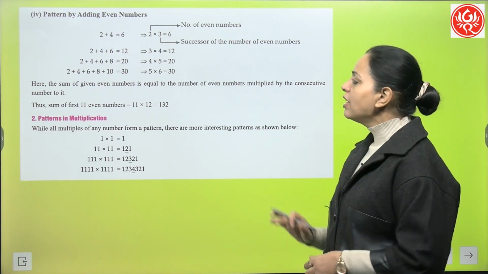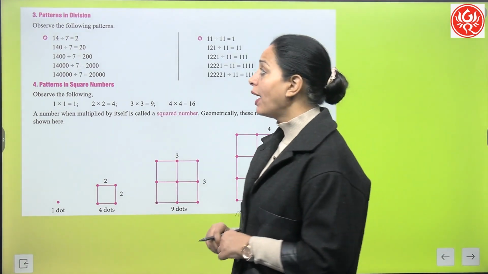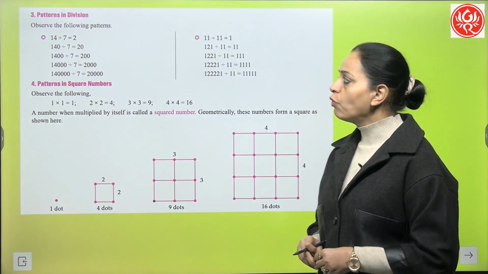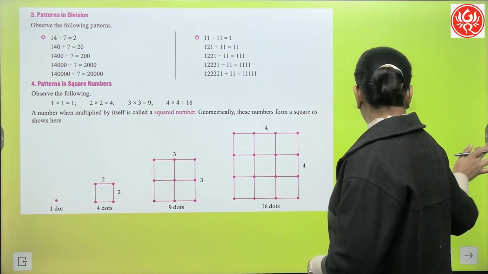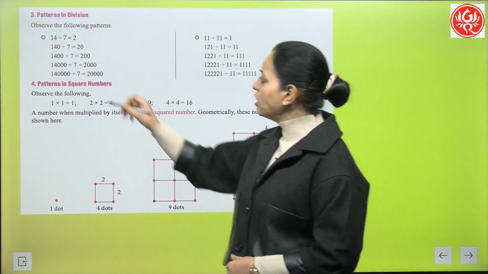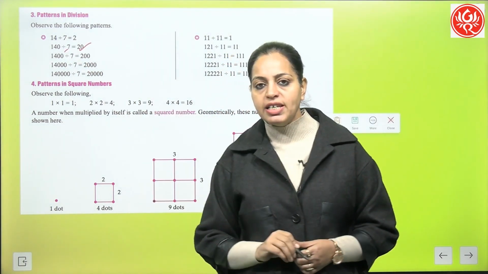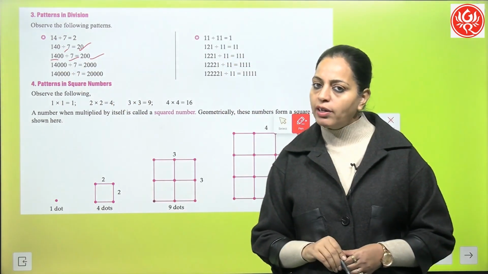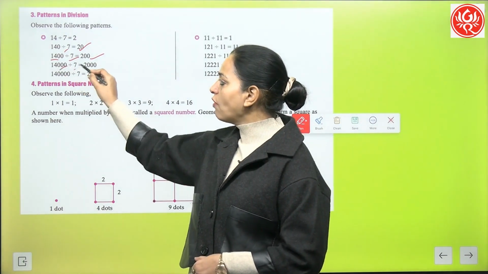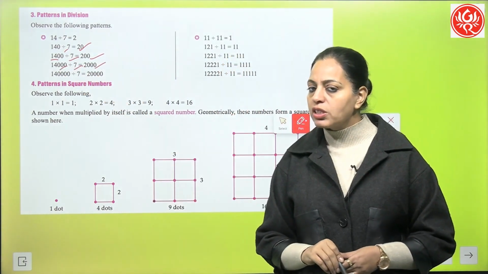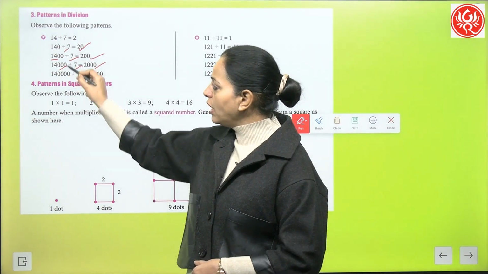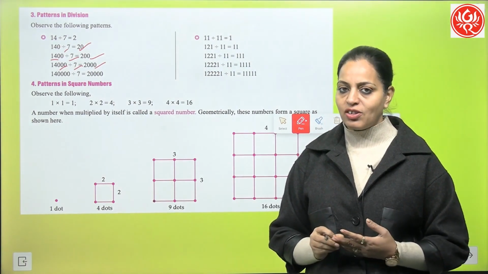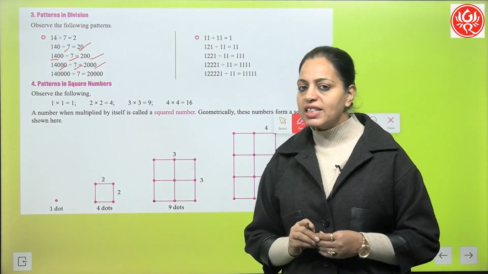Very interesting. Now, the third point, patterns in division. Observe the following patterns. 14 divided by 7 is 2, you know, and 140 divided by 7 is 20. Then 1400 divided by 7 is 200. Then 14,000 divided by 7 is 2000. So as many zeros as there are in the dividend, we keep adding that many zeros in the answer. Okay, I hope this is clear to you.